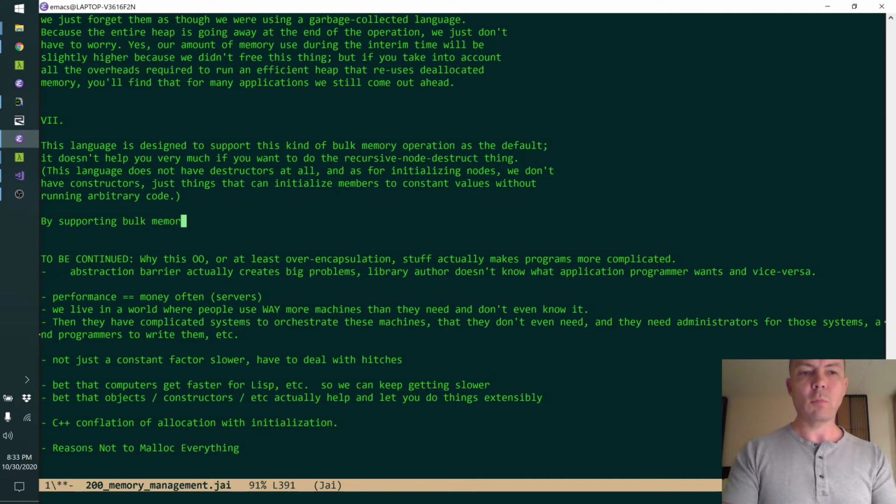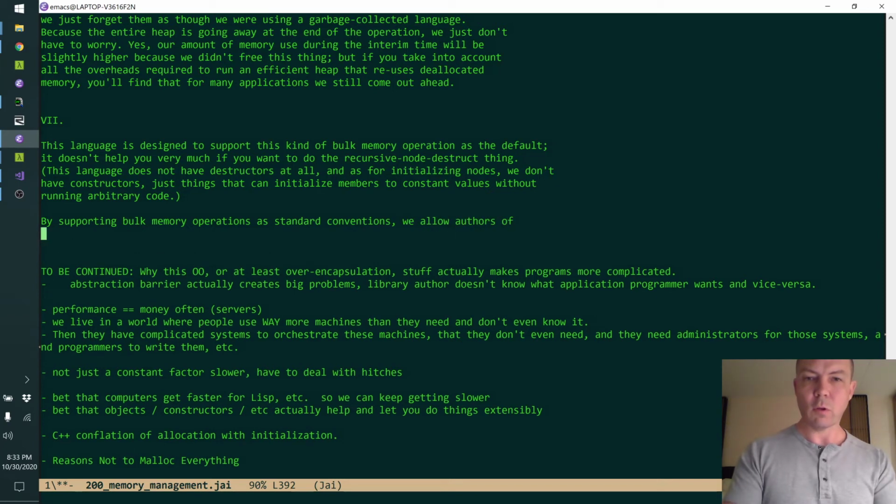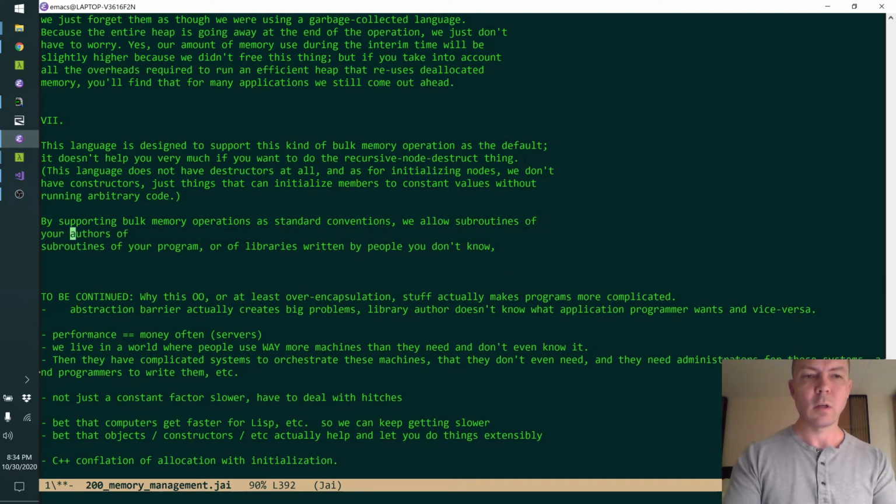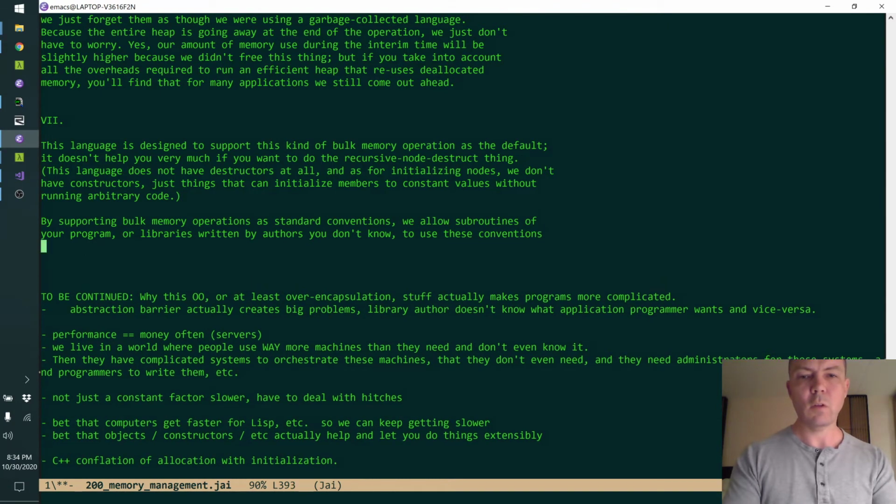By supporting bulk memory operations as standard conventions, we allow authors of libraries of subroutines of your program, or of libraries written externally, libraries written by people you don't know, to use these conventions in a coordinated fashion.